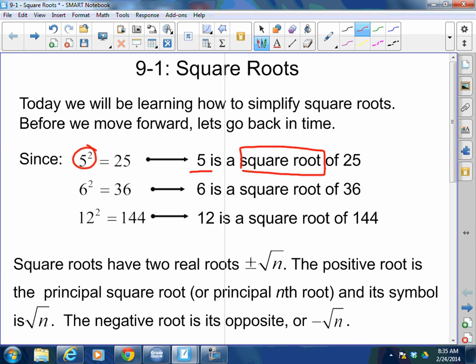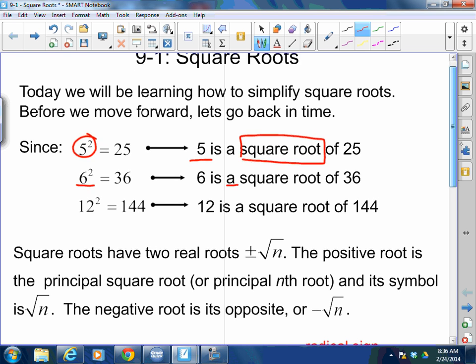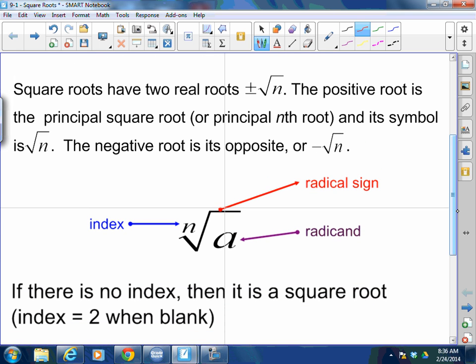Notice though how I tell you it's just a square root. There are 2 square roots, a positive and a negative. Let's explain this. Does everyone understand so far? 6 squared is 36, so 6 is a square root of 36. Square root is the opposite; it reverses raising a number to the second power. So square roots have 2 real roots, my friends: a positive root and a negative root.